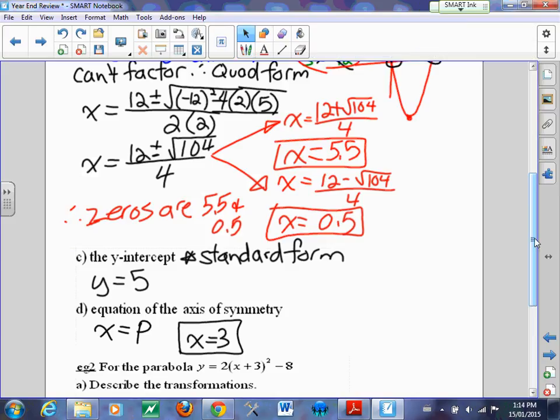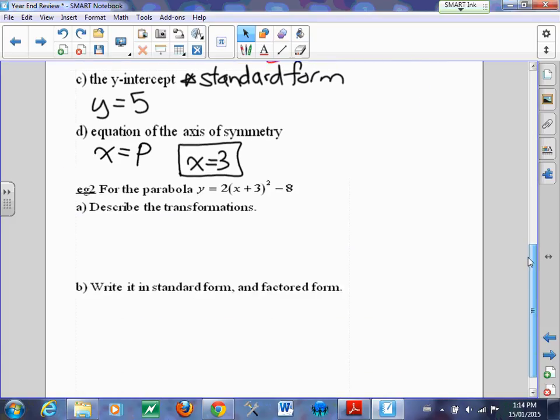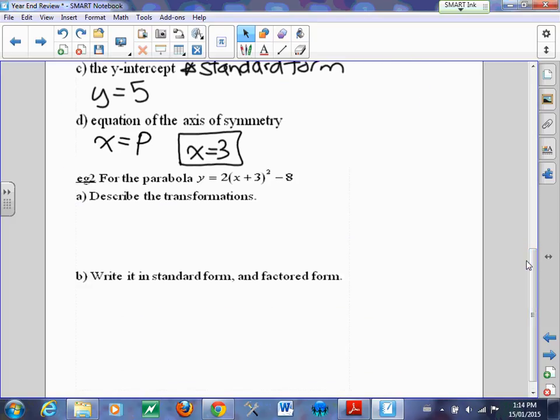All right, moving on, ladies and gentlemen. Number 2. Okay, for the problem above, describe the transformations.